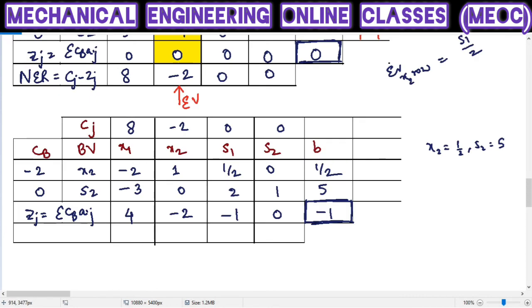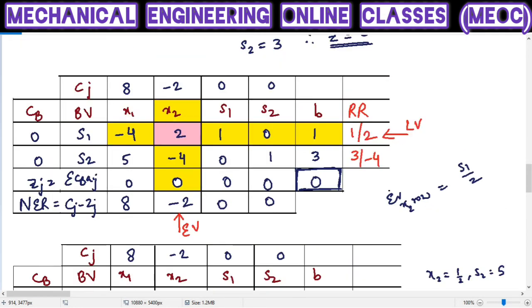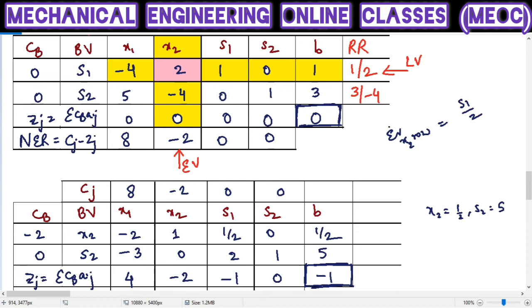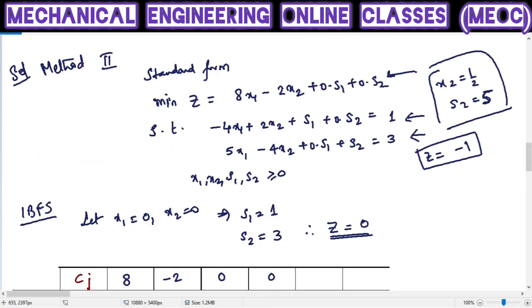And even before writing this table, if you want to verify, what we can do here, after table 1, we have seen that the basic variables are x2 and s2, no more s1 and s2. So when basic variables are x2 and s2, that means x1 is 0 and s1 is 0. Substitute this x1 and s1 as zeros in these constraints. x1 is 0, s1 is also 0. So two equations, 2x2 is equal to 1, this is 0, right? So x2 is equal to half, that is what we have got here.